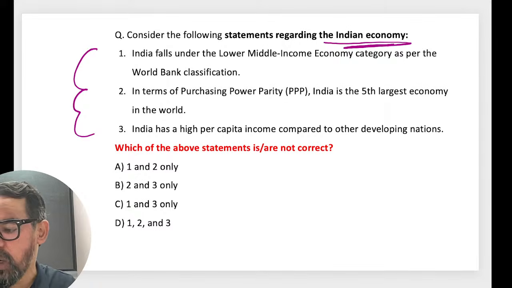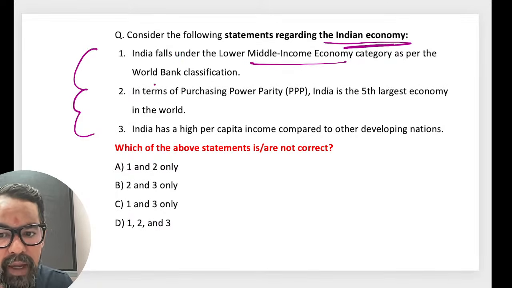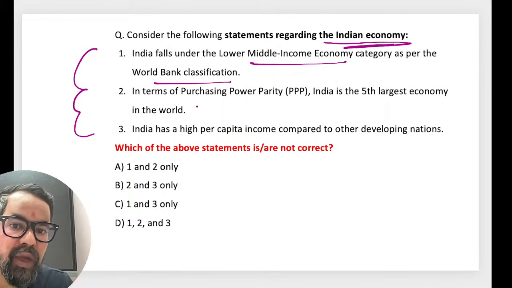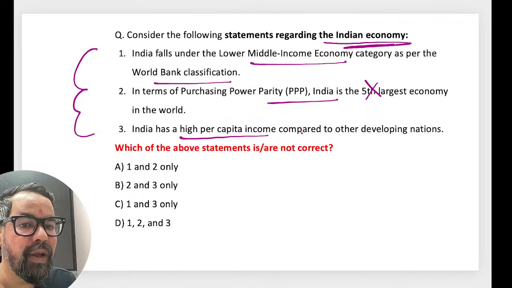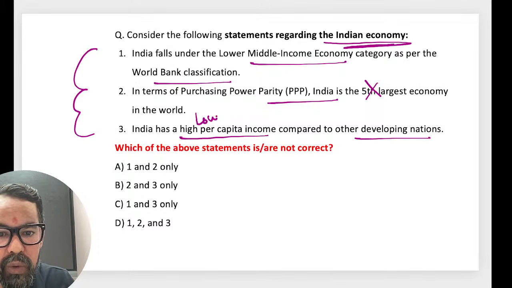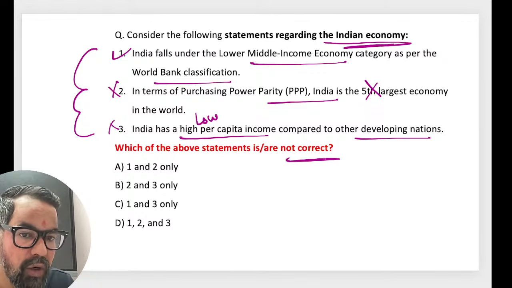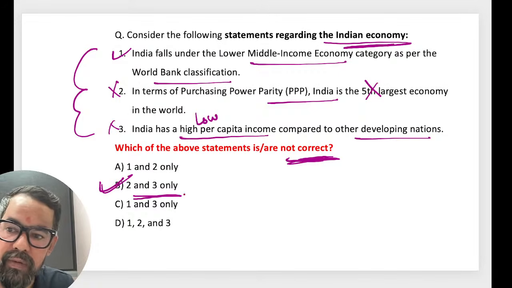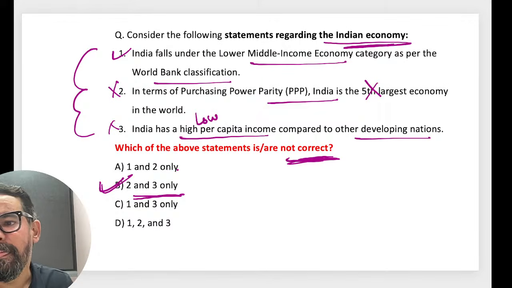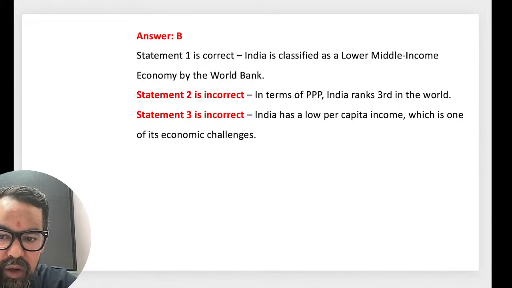So India falls under the lower middle income category as per the World Bank classification, which I guess is true. In terms of PPP, we are the third largest economy. Just now we have gone through this. India has a high per capita income compared to other developing countries? No, it is low. So this is wrong. We have to find out the incorrect statement, that means 2 and 3. So B will be the correct answer for this. I guess people are going with the correct one only. Practice this a bit, the incorrect-statement area. You have to find out the incorrect statement, not the correct one.